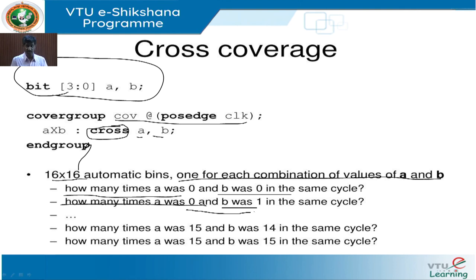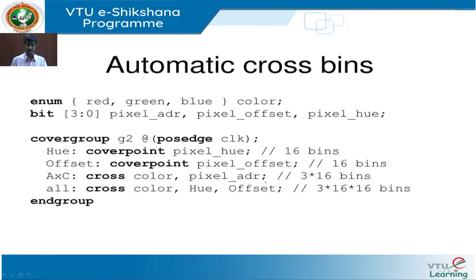I am just mentioning it. So what are all the cross values I can have? How many times A takes a 15 and B takes a 14 in the same cycle, and A takes 15 and B takes 15 in the same cycle? So in the 16 cross 16 bin, that will be the cross value. You can also define your values inside this. So whatever values you want, you can specify those values, which can be crossed under the cross coverage also.